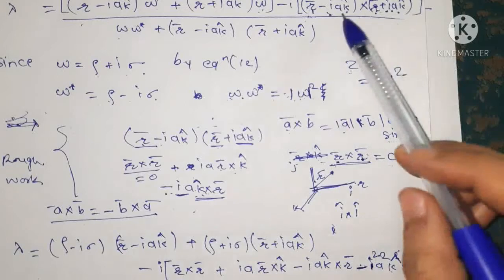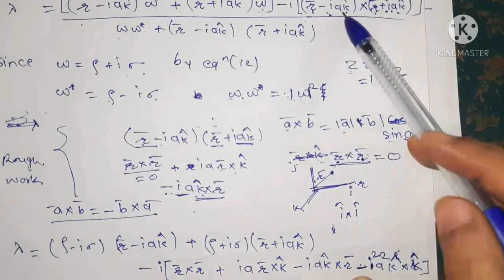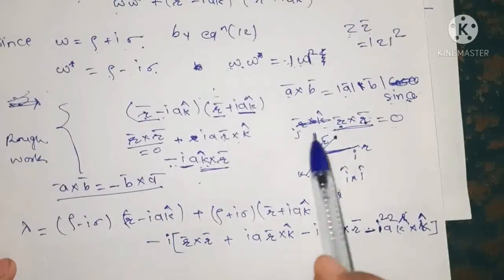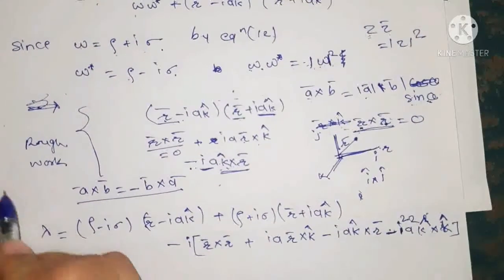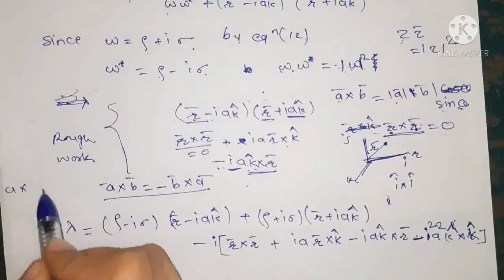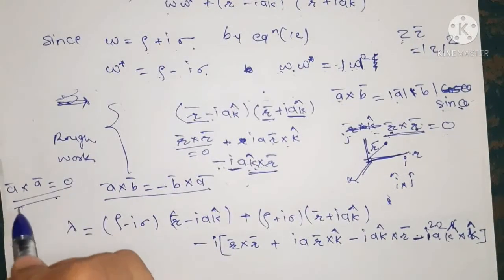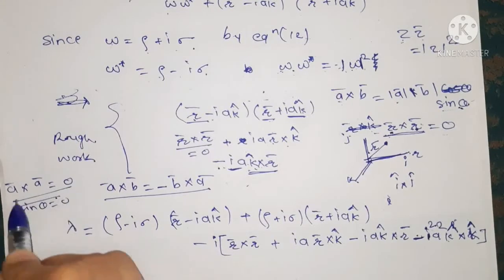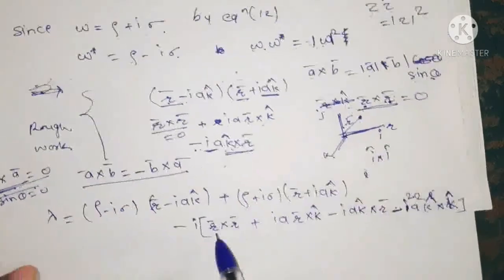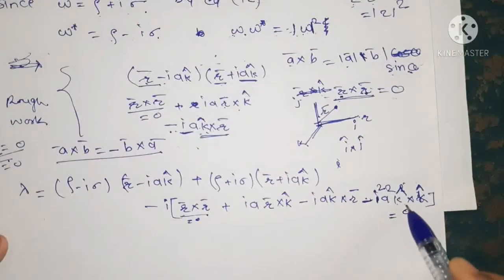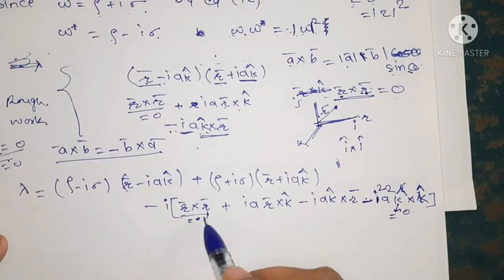Okay, then a into a is a square. Then we have k cap cross k cap. Okay, and noting this, we have to notice that a bar cross a bar will be equal to 0, because the angle sine theta will be equal to 0 in this case. So noting this, we have r bar cross r bar, this term is equal to 0, and this term is also equal to 0. Okay, so this is equal to 0.